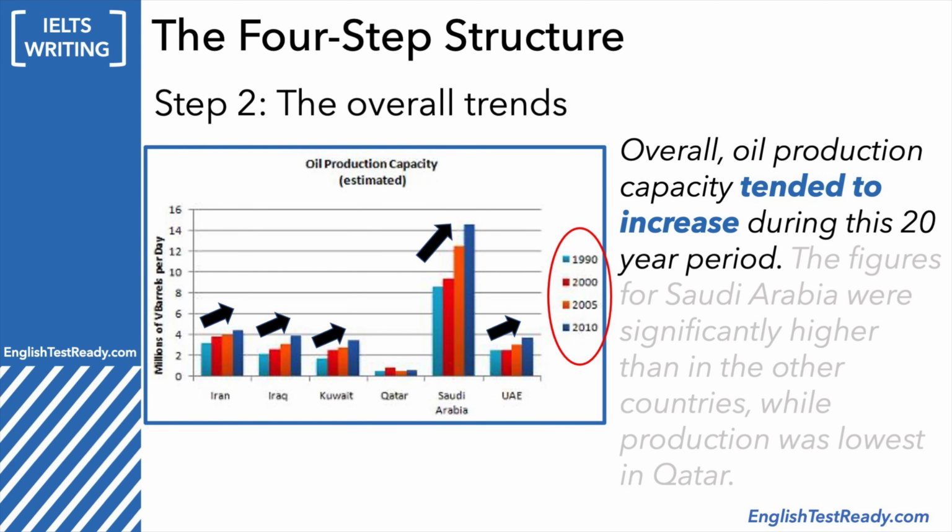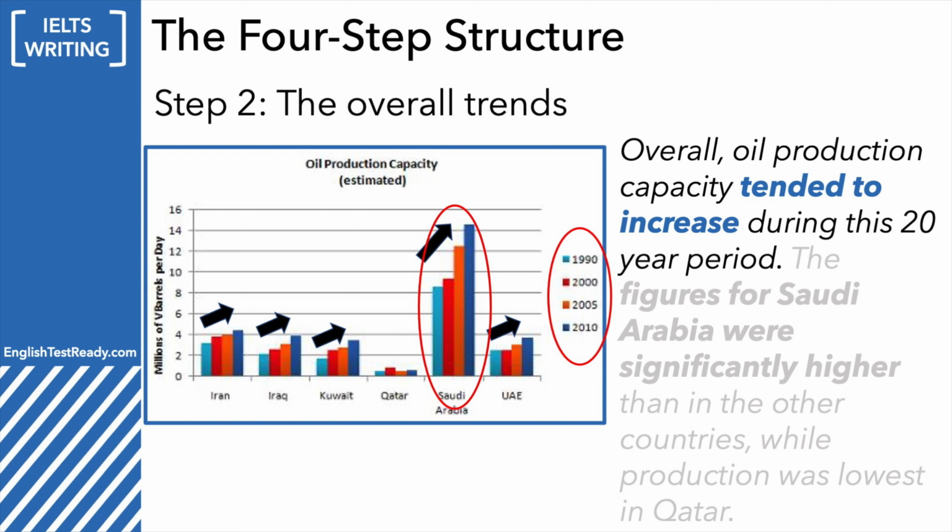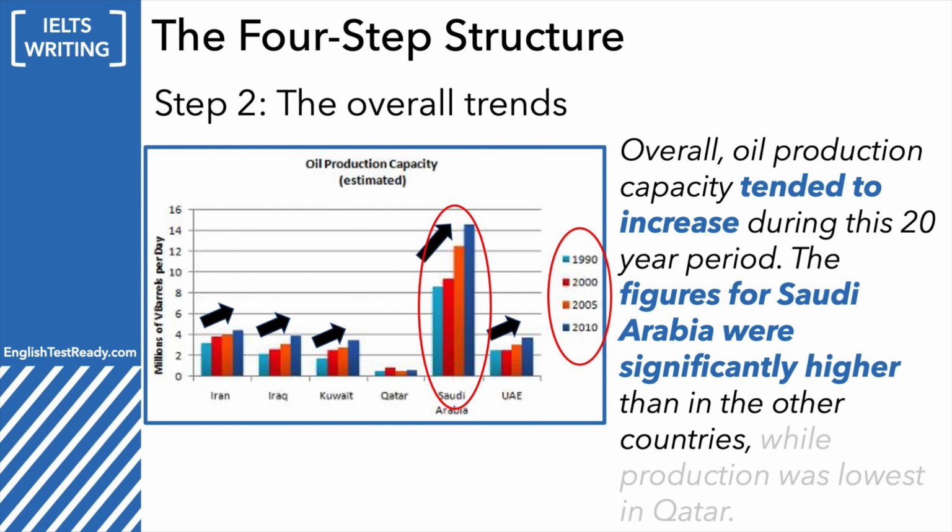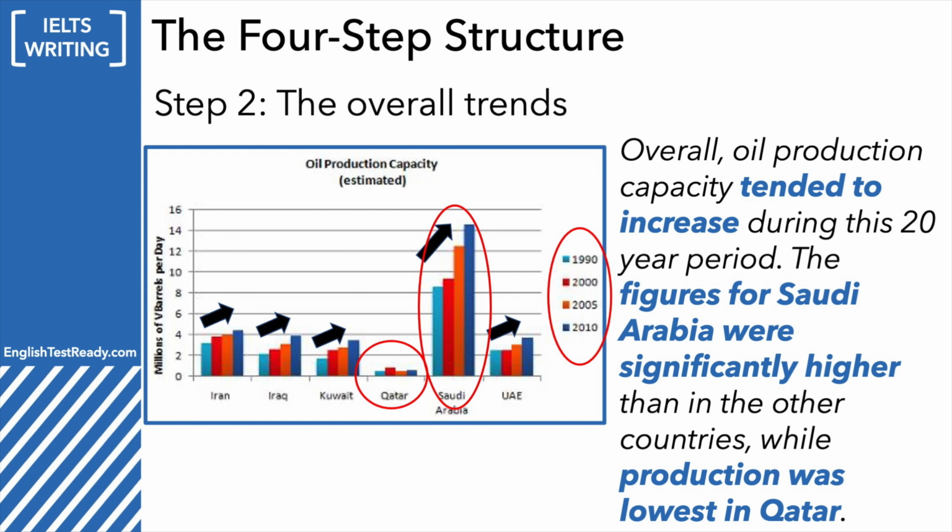Then I mentioned Saudi Arabia. Now, Saudi Arabia is an interesting country in this graph because it produces the most oil, and on top of that, the increase during the period was most significant. So I wrote, the figures for Saudi Arabia were significantly higher than in the other countries. And then we looked at Qatar. Qatar is also an interesting country here because its production was the lowest.